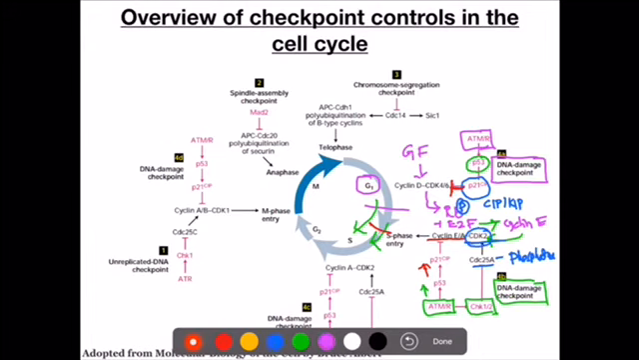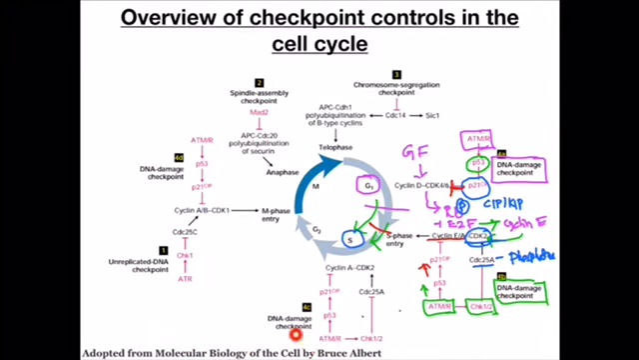The next checkpoint is in S phase. This S phase checkpoint gets activated in response to DNA damage. In response to DNA damage, again the same ATM, ATR, CHK1 and CHK2 get activated, and activated CHK1 and CHK2 inhibit CDC25A, which is a phosphatase enzyme. Since CDC25A is inhibited, it cannot remove the inhibitory phosphorylation of this CDK2 protein.